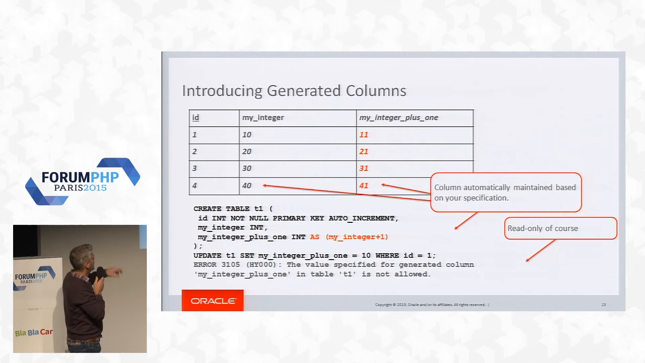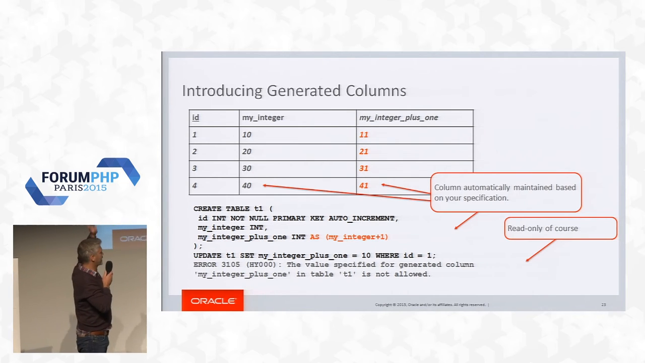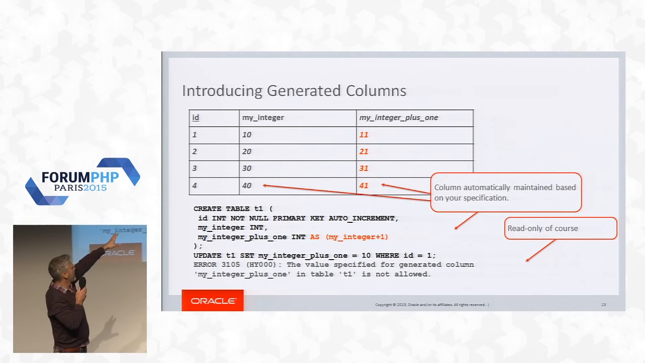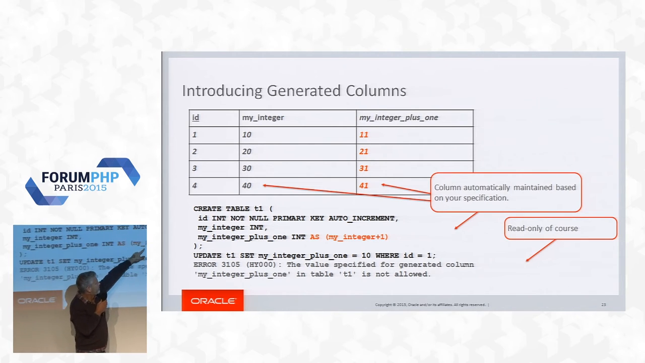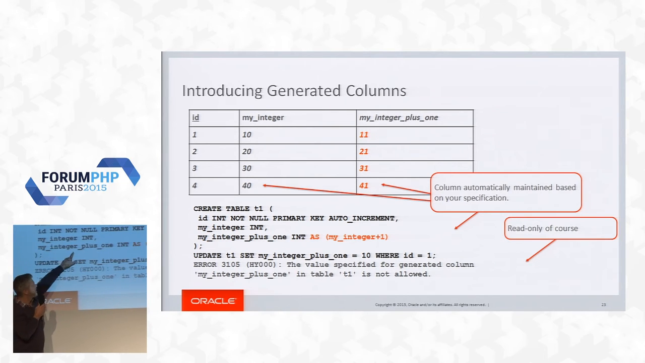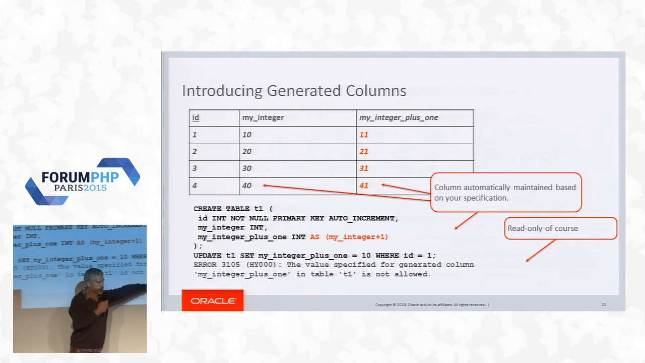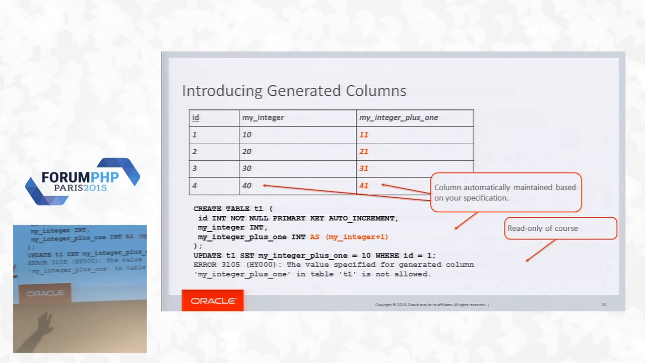So the basics of a generated column is that I have my basic table, which has an ID and an integer, and then I want to have a computed column, which is my integer plus one. So you would basically define it here as my integer plus one. This, of course, is a thing that you cannot insert anything into. It will give you an error. This specifies a generated column, so you're not allowed to update that. It's something you can just read, but it keeps it always up to date.